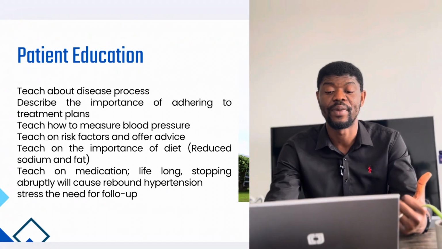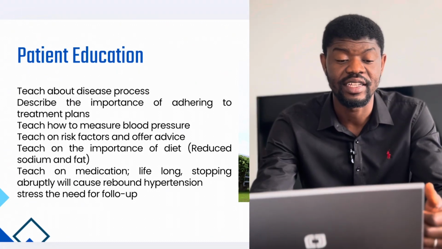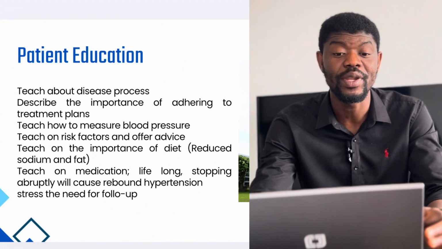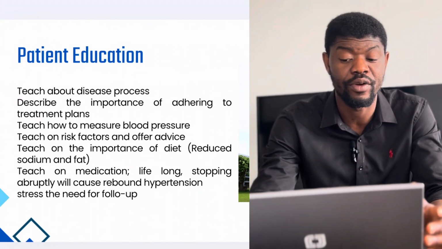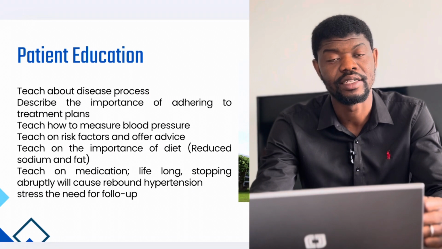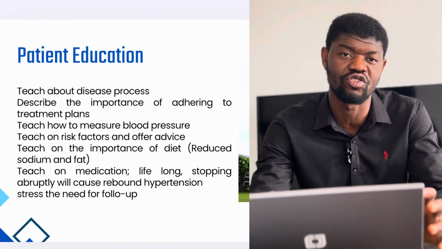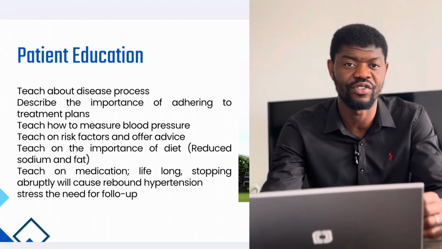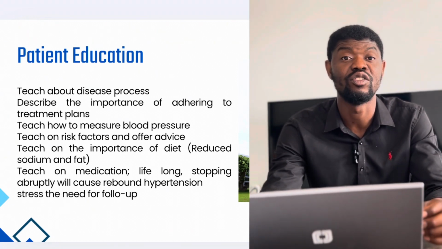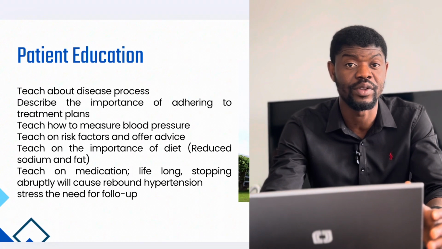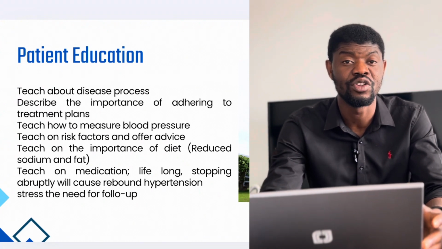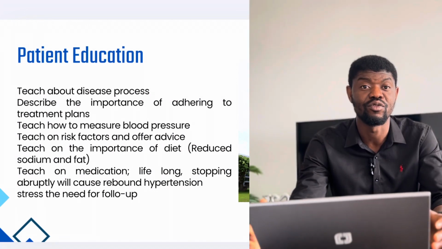We want to teach on the medication. So the one thing is that it's usually lifelong, and stopping abruptly will lead to something we call rebound hypertension. And usually with rebound hypertension, it is more difficult to treat when you fail to follow your treatment plans. And then you also want to stress on the need for follow-up. We need to constantly monitor you so we know if there are any changes in the disease process, and then what other treatment plans can be modified in order to keep your blood pressure under control.